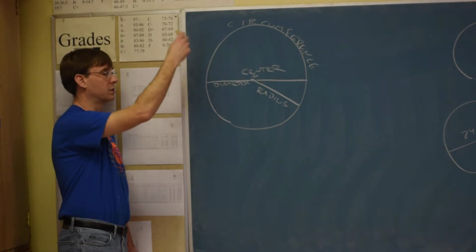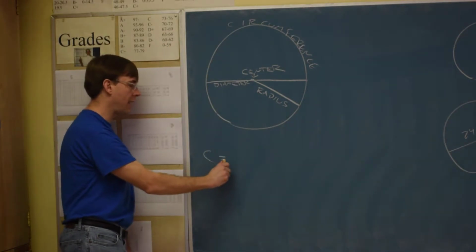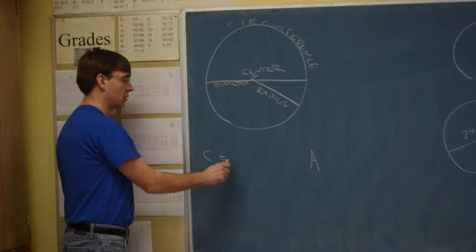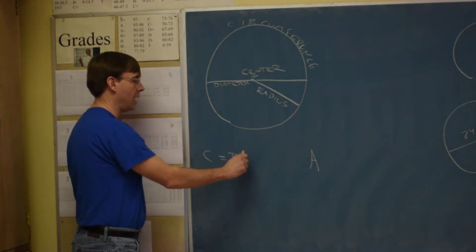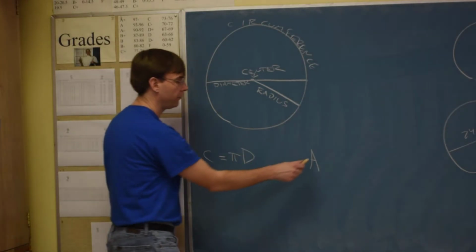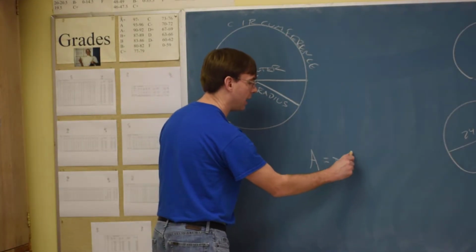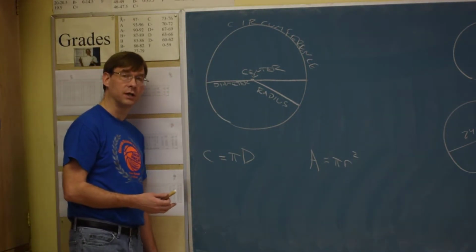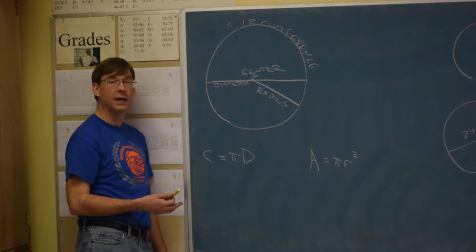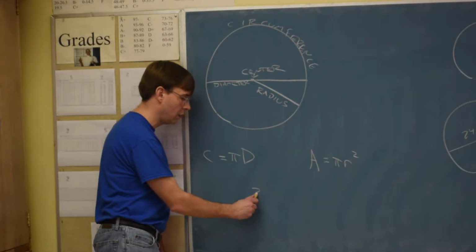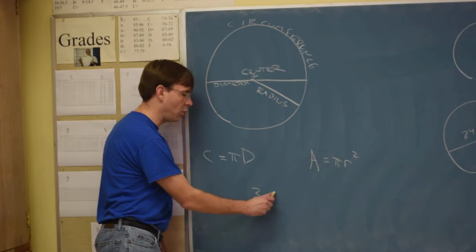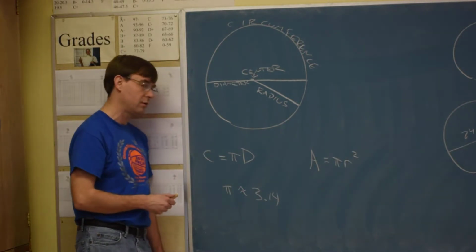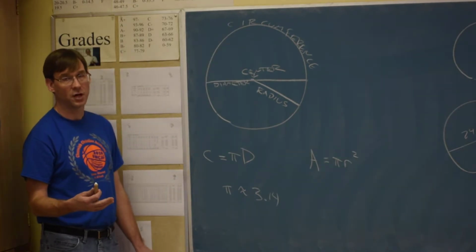The circumference goes around. When we were together, we learned 2 formulas that we memorized to use. The circumference of a circle was pi times the diameter. The area is pi times the radius squared. And we talked about pi being an interesting number because it's a never-ending, never-repeating kind of decimal. 3.14 is about what pi is equal to, but it goes forever. There's no end or repeat.